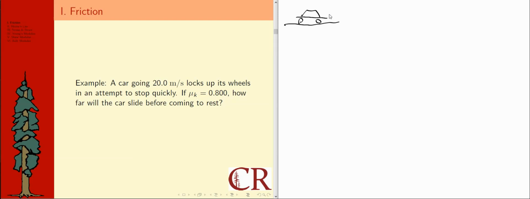So anyways, I have a car, and what information do I have? I've got 20 meters per second, and I can put that in this picture here. I know it's locking up its wheels in an attempt to stop quickly, so I know it's accelerating dramatically in the opposite direction than it's going. I'm inclined to put here that this is a v naught, just to make clear that it's not going to be maintaining that velocity.